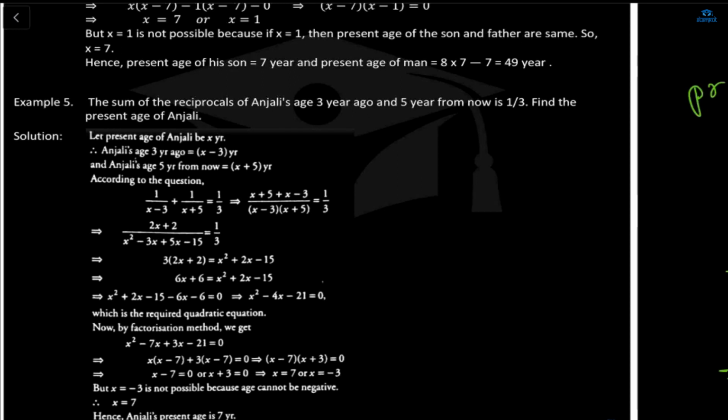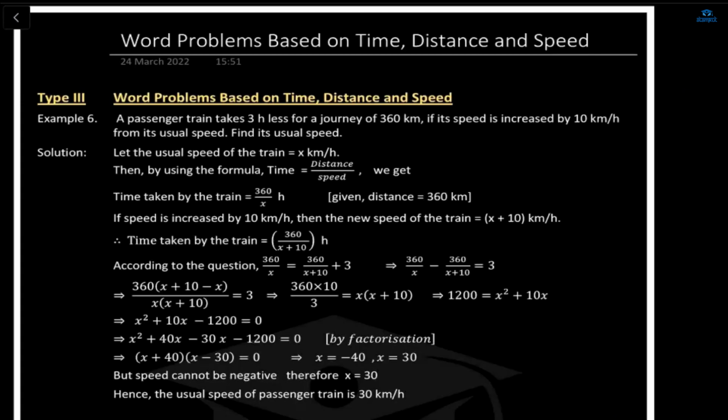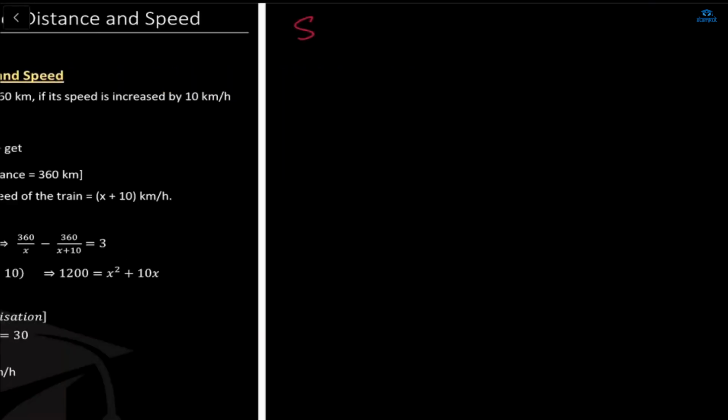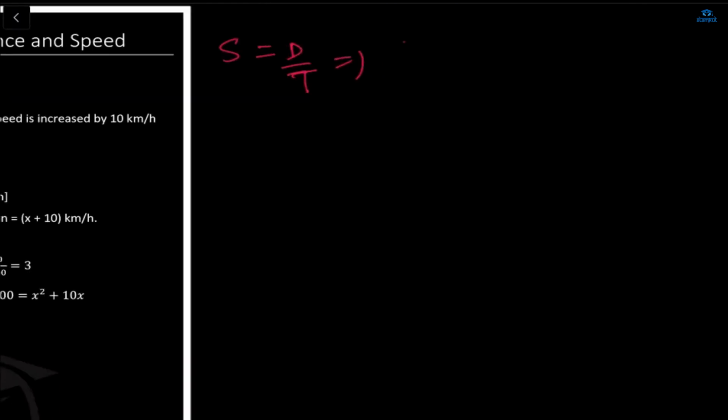Now let's see problems based on time, speed, and distance. Time, speed, and distance we have already seen. The speed formula you should know. The speed is equal to distance upon time. This is the main formula. From this only you can derive that time is equal to distance upon speed, and distance is equal to speed into time. And upstream, downstream also you should know.